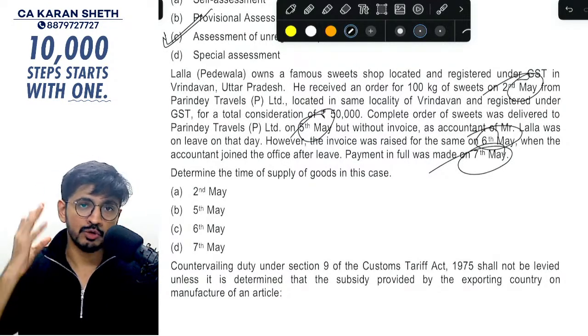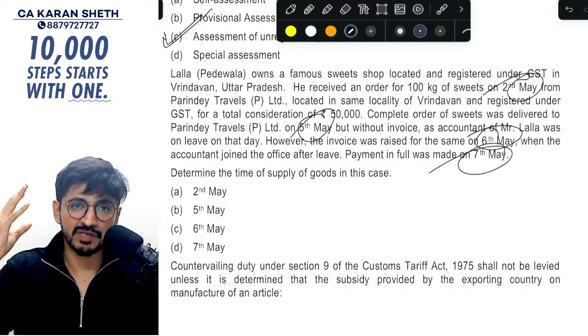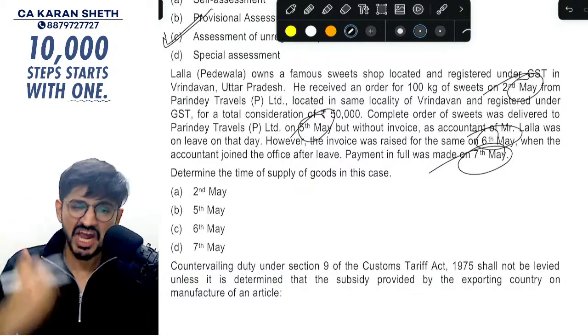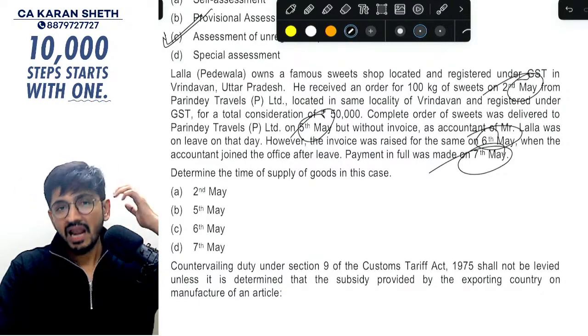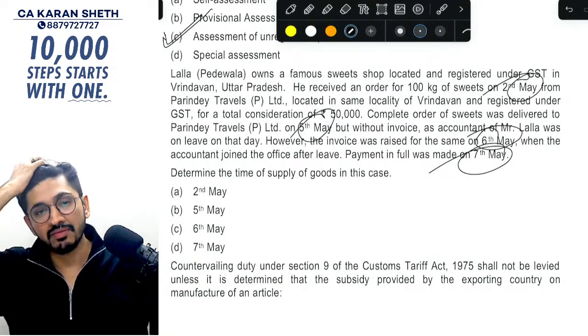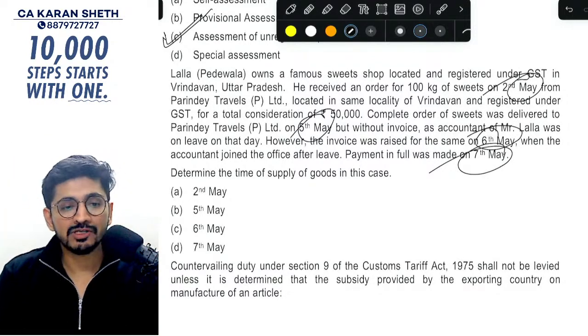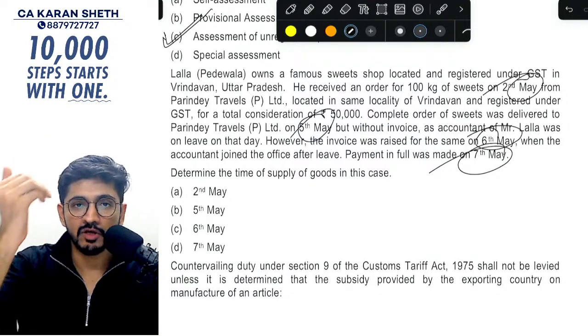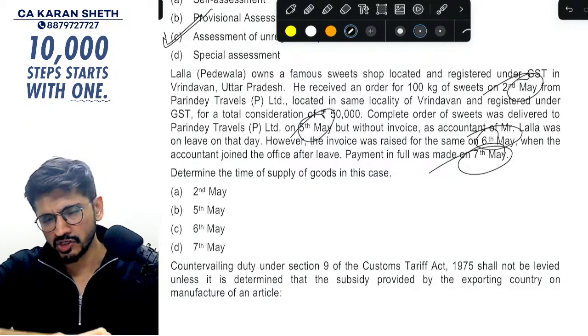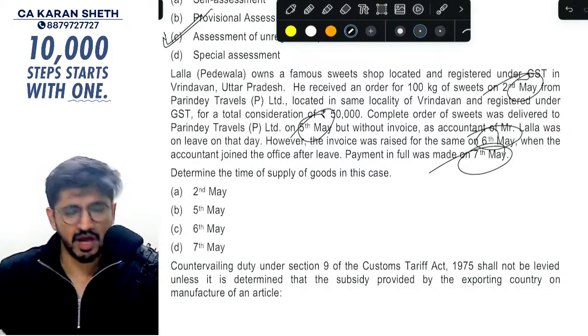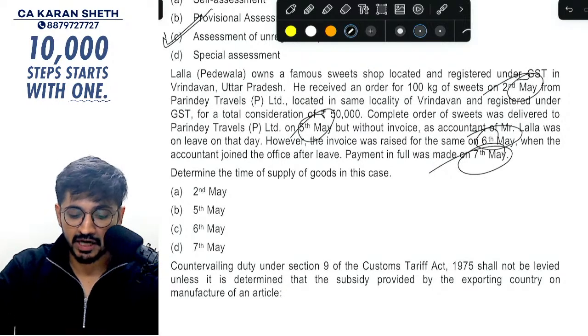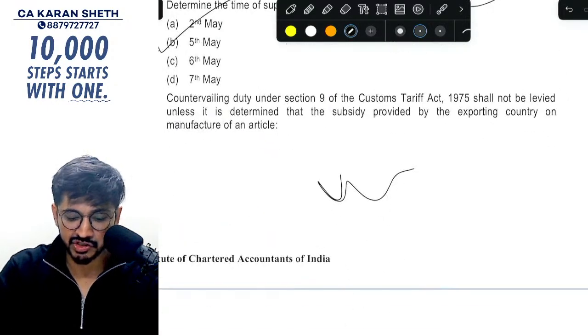The only section that you can think about is FCM 12 subsection 2, which talks about the date of issue of invoice or the last date to issue the invoice, whichever is earlier. In this case, the last date happens to be the delivery of goods, and which is why 5th May or 6th May, whichever is earlier, and that is why we will take 5th May as the answer.